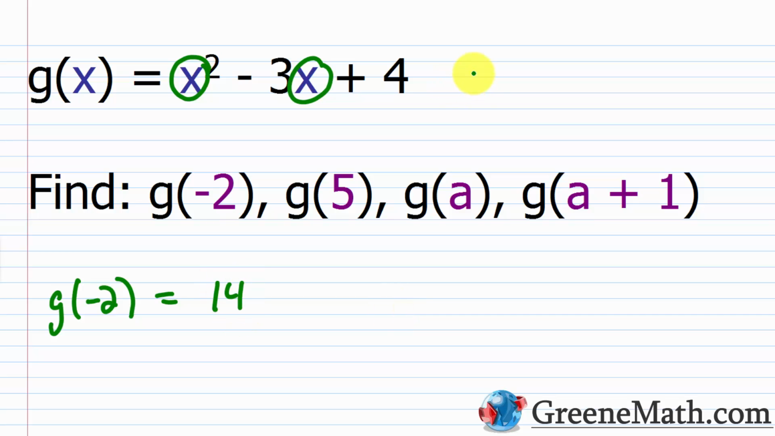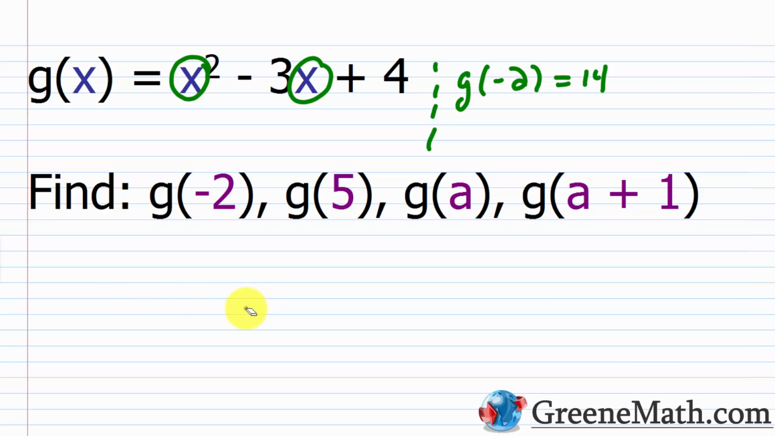All right, so let me just write this off to the side. g of negative 2 is going to be 14. Okay, so again, that's the function's value when the independent variable x is negative 2. Let me erase this and use some highlighting instead. That might be a little cleaner. All right, so let's go to the next one.